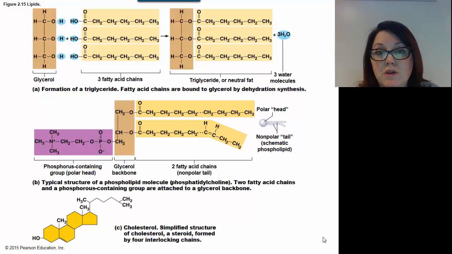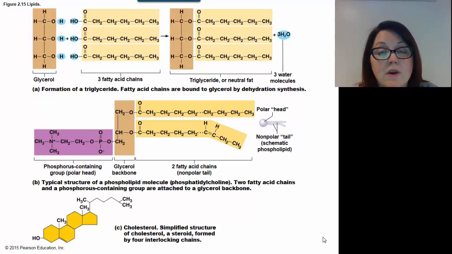A phospholipid is very important in the human body because it helps us to form the outer layer of our cells called the cell membrane. The main component of the cell membrane is a phospholipid bilayer, so 2 layers of these phospholipids. The phospholipid is both hydrophobic and hydrophilic, and there's a special term for that called amphipathic. The fact that the phospholipid is amphipathic is what allows it to form the phospholipid bilayer of the cell membrane. And we'll talk more about these when we get to our unit on cells.